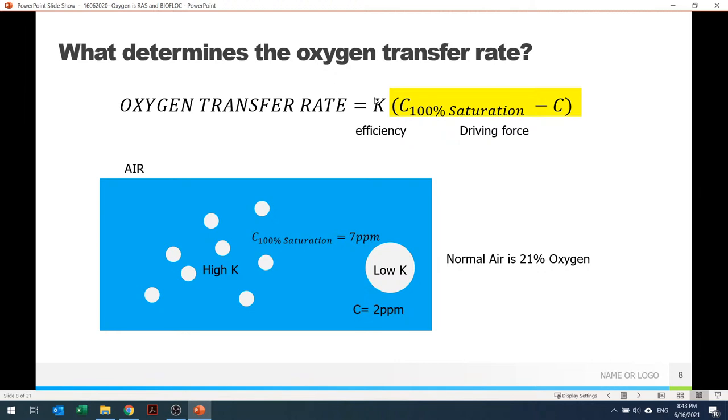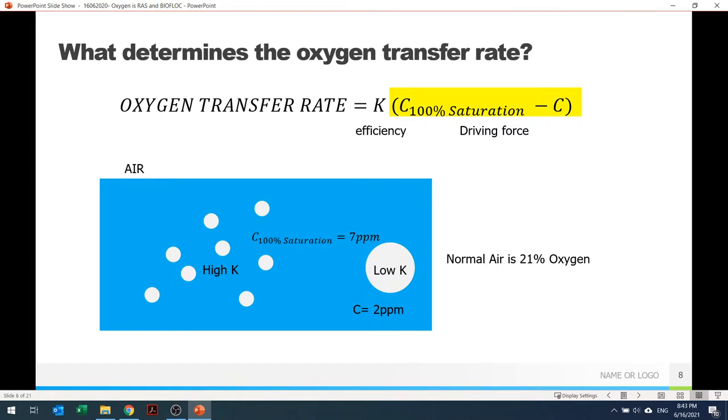The first term is what we call the efficiency of the aeration system. And second is the driving force, right? The driving force means how much of a gradient the oxygen is allowed to transfer from the air molecules into the water itself, okay? So 100% saturation, which we have covered earlier on, for a brackish water system is about 7 ppm, yeah? This is the theoretical maximum that you can get by aerating with air, right?